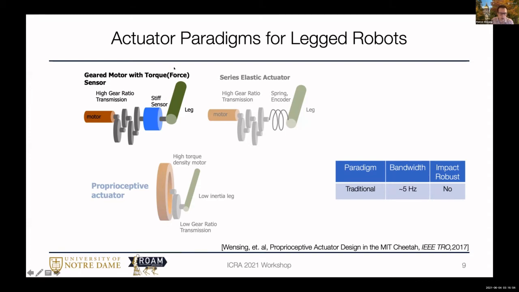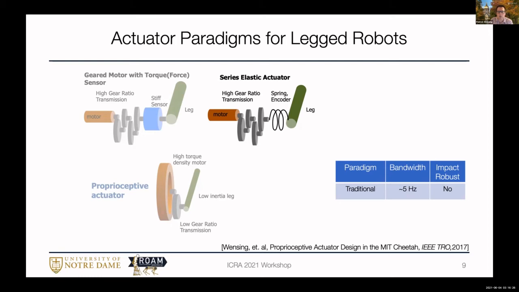That if I were to use a hammer and bang on the end of the leg, there'd be a very large force ripple that would go back through this chain and often excite unintended structural vibrations that really complicate control. So in order to address that, of course, many folks have looked at series elastic actuators, adding a spring in series there.